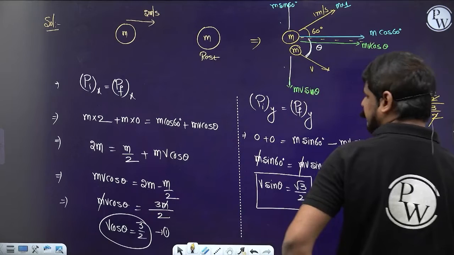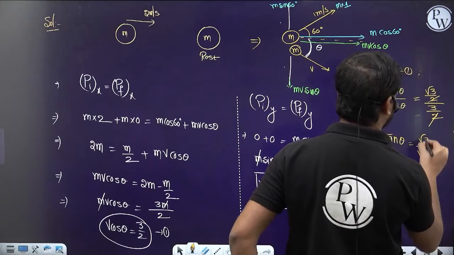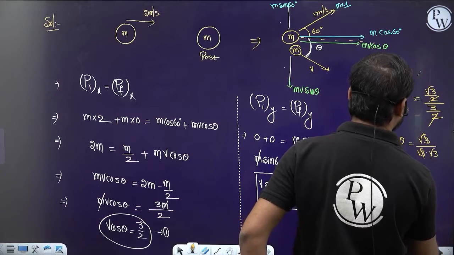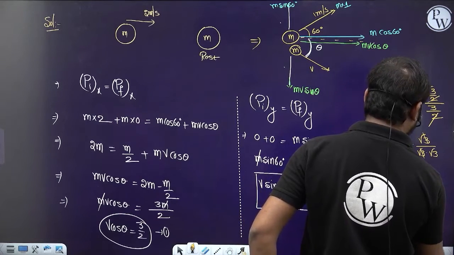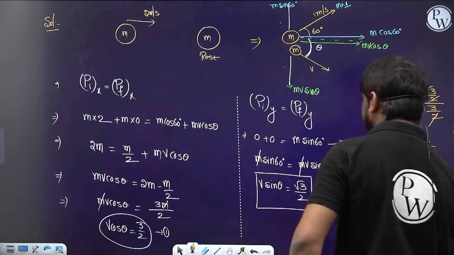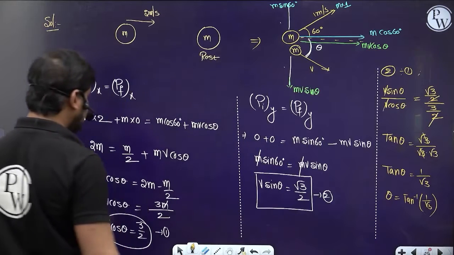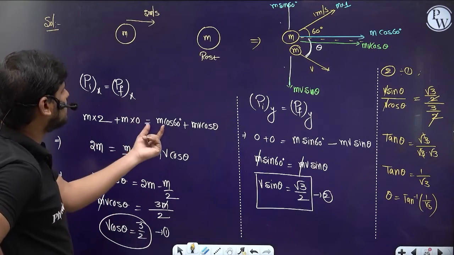Then we can write 3 as root 3 into root 3. So tan theta is equal to 1 by root 3. Therefore theta is equal to tan inverse of 1 by root 3. Clear? Understood guys? Everyone clear? So here we did it correctly, right?